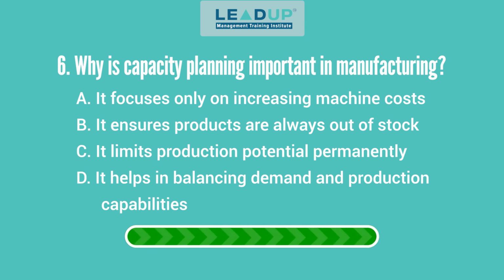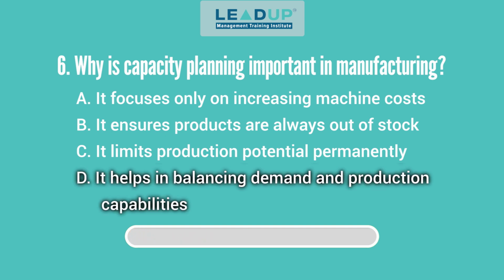Question 6. Why is capacity planning important in manufacturing? A. It focuses only on increasing machine costs. B. It ensures products are always out of stock. C. It limits production potential permanently. And D. It helps in balancing demand and production capabilities. The answer is, it helps in balancing demand and production capabilities.